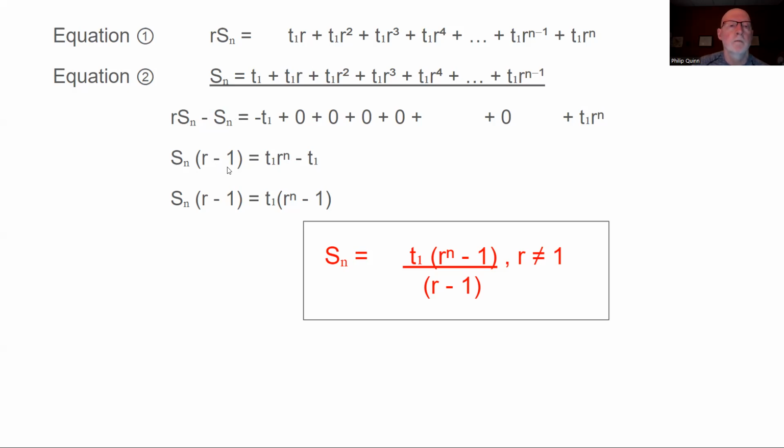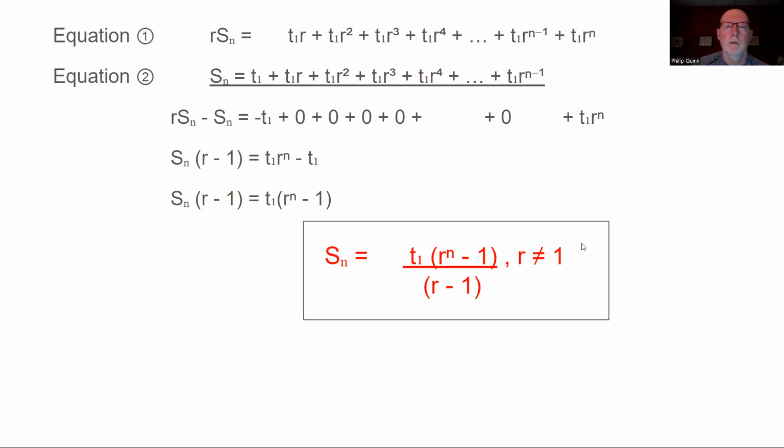And finally, we would divide both sides by r minus 1. And in doing so, we come up with this formula. The sum of n terms is equal to the first term multiplied by the common ratio to an exponent of n, the number of terms, minus 1, all divided by the common ratio minus 1. And just a little note that r, the common ratio, cannot equal 1.